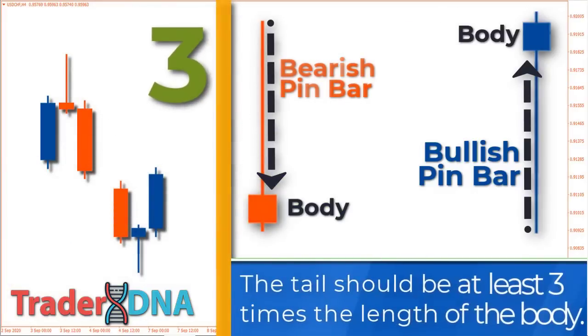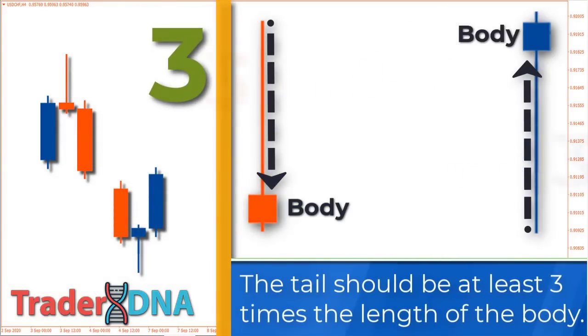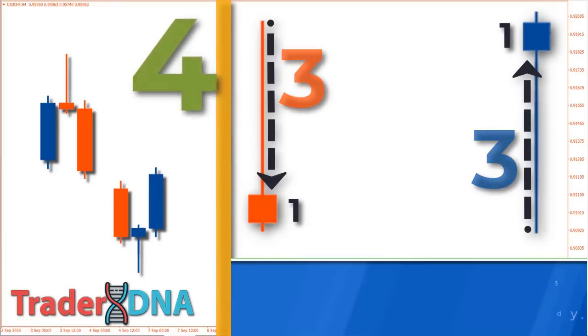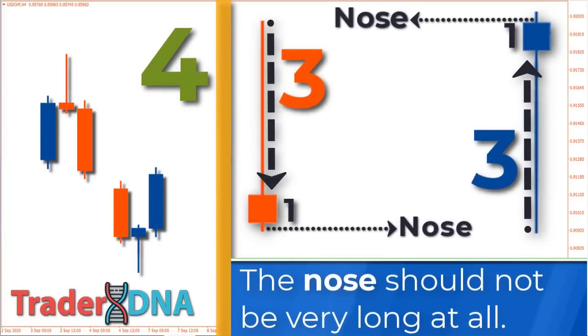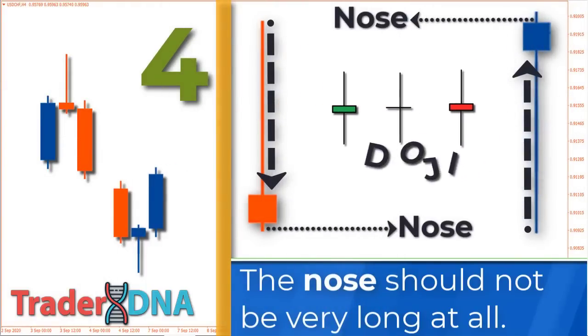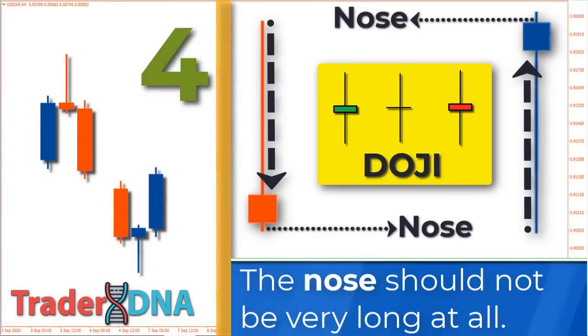3. The tail should be at least 3 times the length of the body. 4. The nose should not be very long at all. If the nose is too long, the candlestick will form what is called a doji, which is a candlestick with a small body and equal length wicks on each side. A perfect pin bar will have a very long tail and a very small nose.